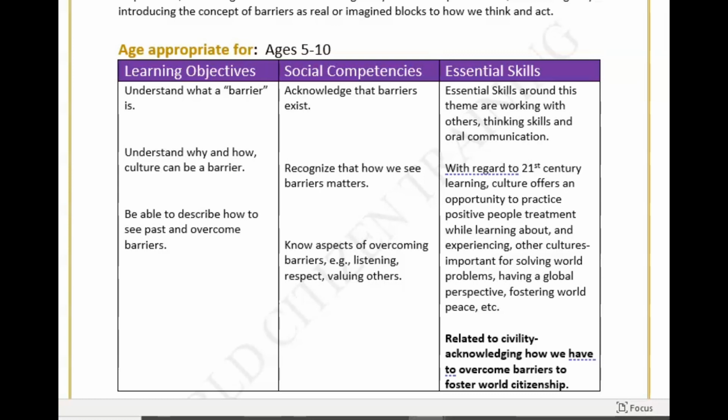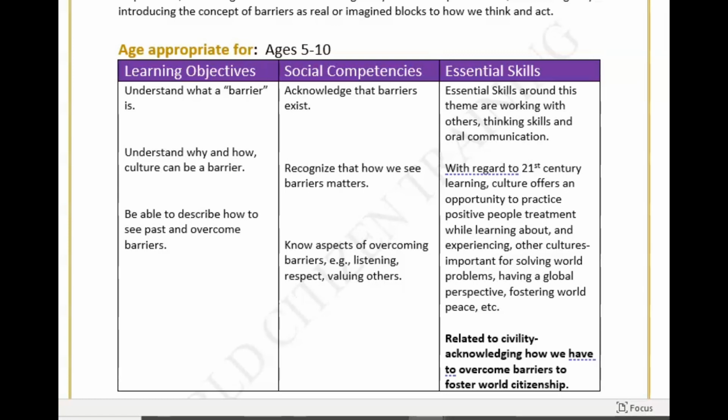You may also find that, depending on your cultural background and the country you're teaching in, the way you deliver the content, or your experience, which enables you to tailor it and add in bits based on your experience, might be different. So, in this lesson, the objectives are to help children understand what a barrier is. We want them to understand how and why culture can be a barrier, and we want them to be able to explain for others and to experience and exhibit themselves how to see past and overcome barriers.